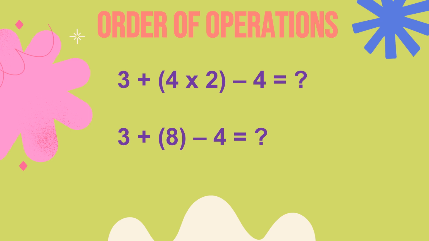So we'll do our addition and subtraction left to right. Let's start with 3 plus 8 is 11. 11 minus 4 is 7. So 7 is the correct answer. The correct answer, when we follow our order of operations, when we follow PEMDAS, the correct answer is 7.